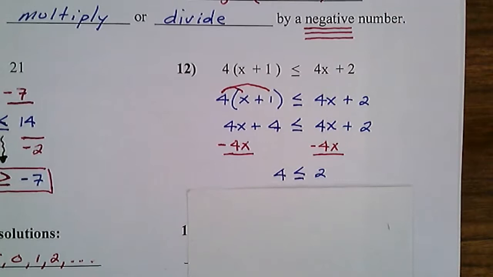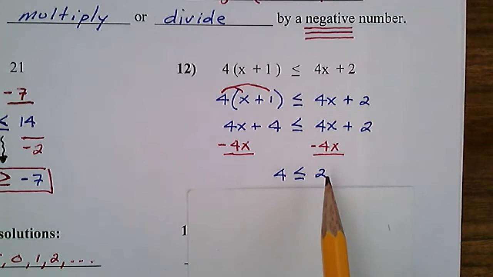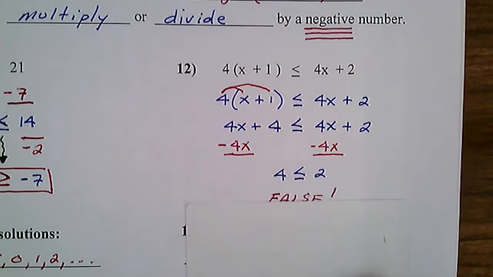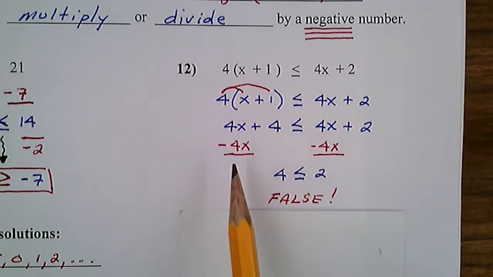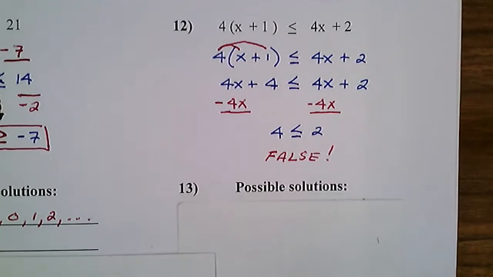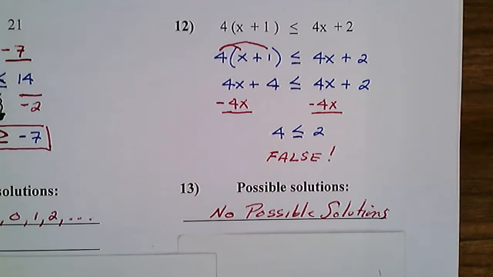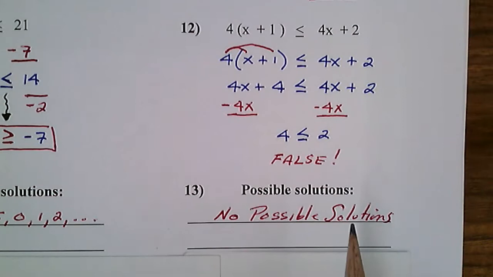Now, is this a true statement? Is 4 cookies less than or equal to 2 cookies? Is $4 less than or equal to $2? Well, we know that that's false, right? That's a false statement. So since we have a false statement and our variables got canceled, there are no more x values. So then what's our answer going to be? Our answer is going to be no possible solutions, right? There are no solutions. Nothing will work, okay? So no possible solutions. It's a no solution problem because we got a false statement, all right?